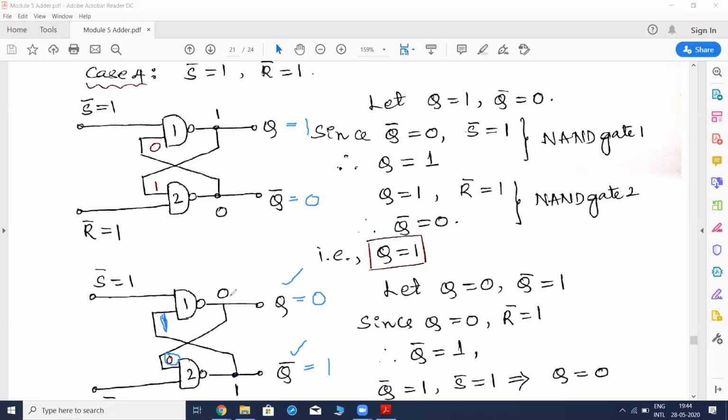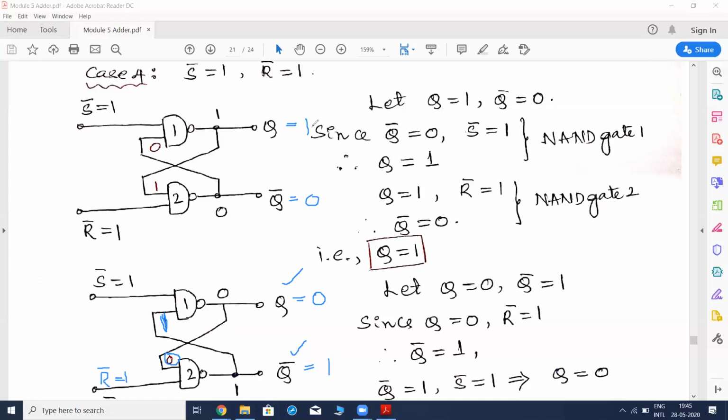Hope you have understood. I'll repeat whatever I told just now. We have S bar equal to 1 and R bar equal to 1 over here, right? This is R bar, which is equal to 1. So here we have S bar as 1 and R bar as 1. We have to start our analysis from 0, but we don't have 0 at any of the NAND gate inputs over here. So what we do is assume the outputs, because this is the no change condition that we are showing over here.